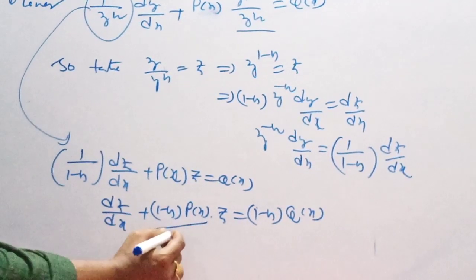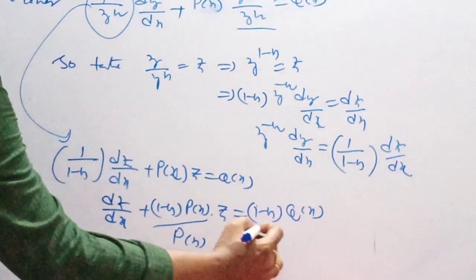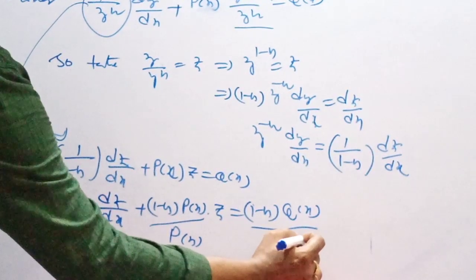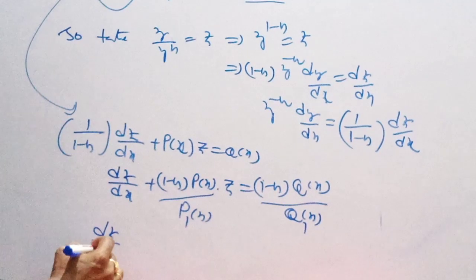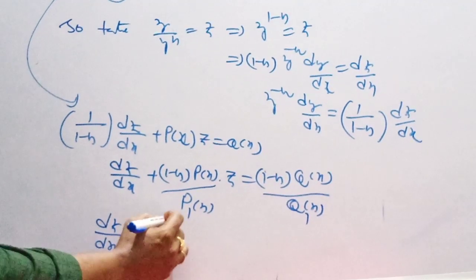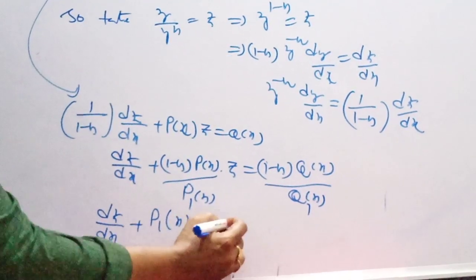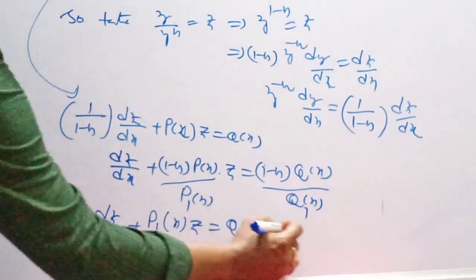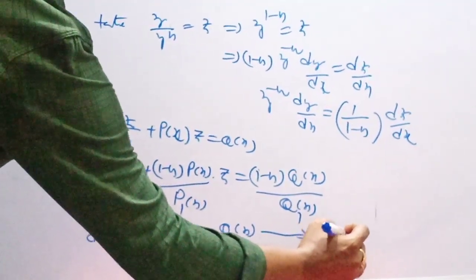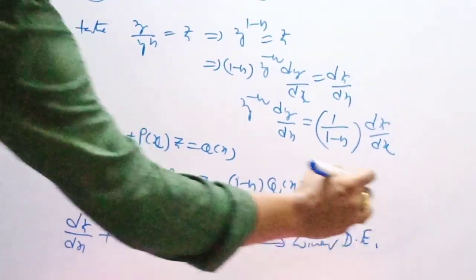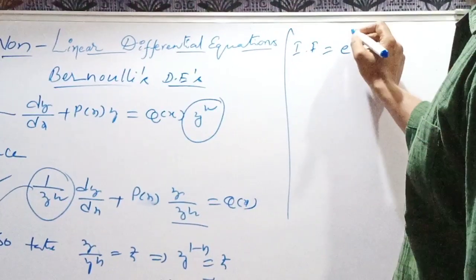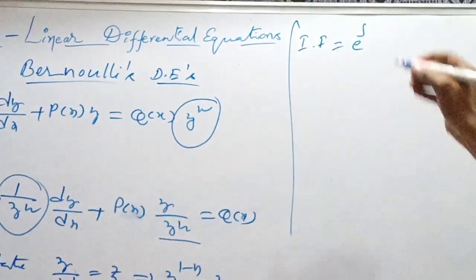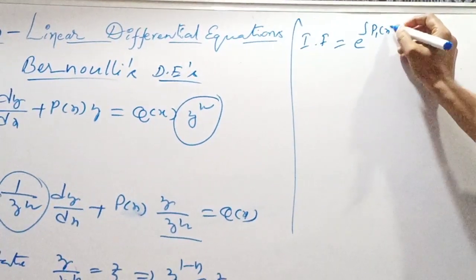So you can say this is a capital P of x and this is another capital Q of x, P1 of x or Q1 of x. So dz by dx plus P1 of x z equals Q1 of x. Okay, this is a linear differential equation. As we know, the solution of this linear differential equation uses the integrating factor equal to e to the power of integral of P1 of x dx.